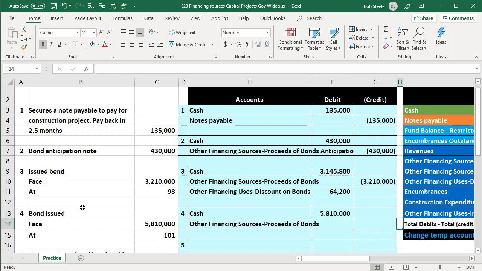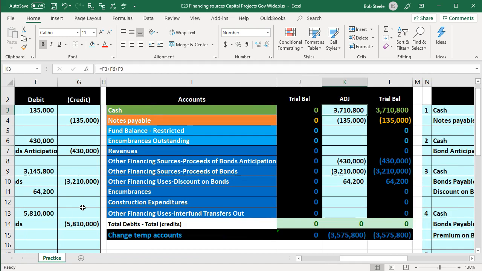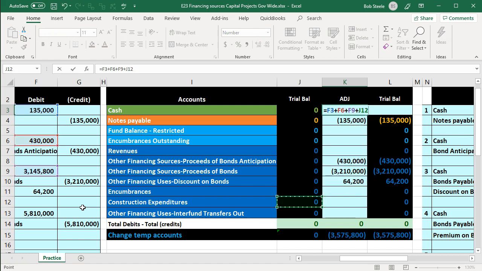So we're going to put this on the books at the face amount, cash increasing, and the other going to other financing sources, proceeds on the bond. Okay, so let's record this out. We've got cash up top. We're going to go up to cash. We are now in cell K3, F2 plus F2, scrolling back down.